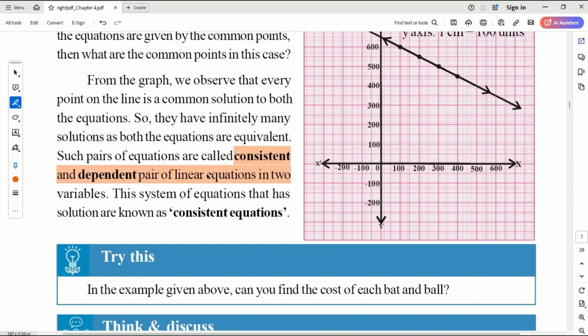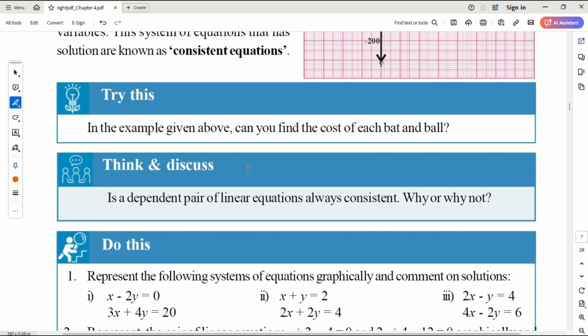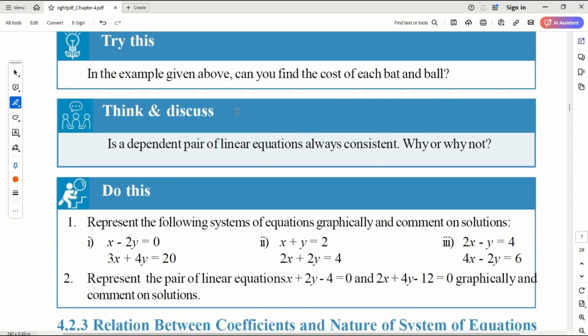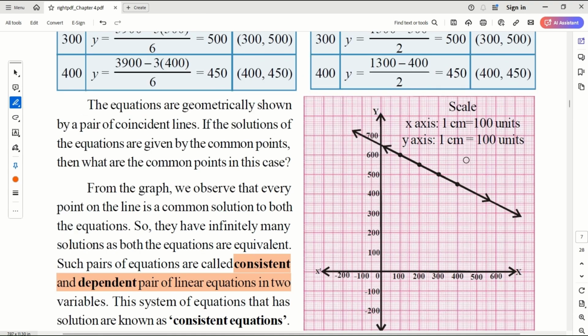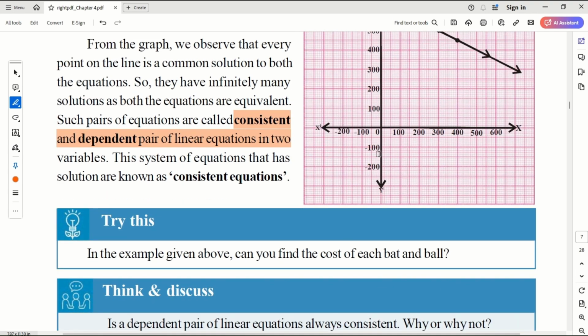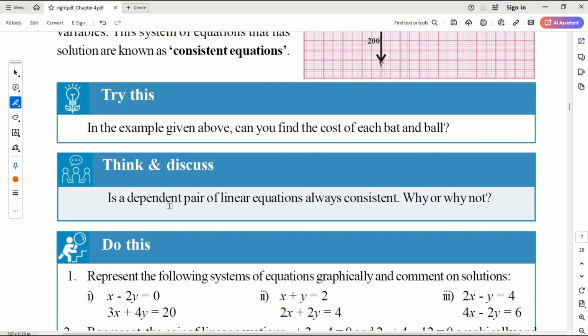So these are the three types of pairs of equations possible. Let's try this one. Can we find out the cost of each bat and ball? From the given equations, we cannot find it. There will be multiple solutions possible actually. So we cannot find it from the given equation. Is a dependent pair of linear equations always consistent?